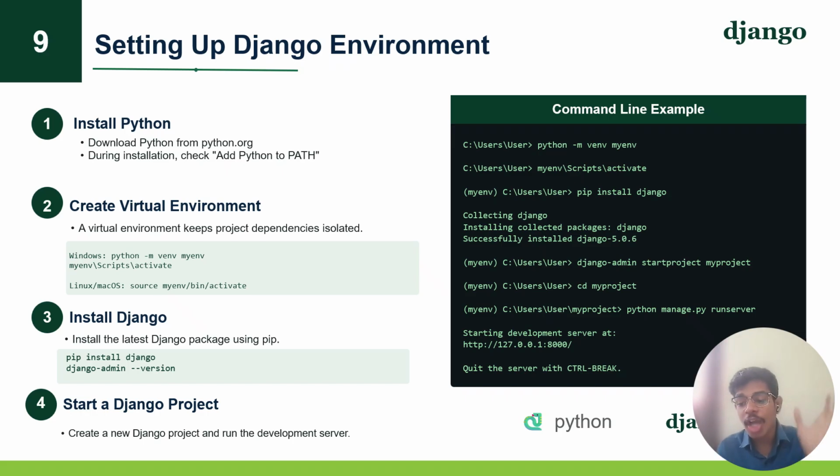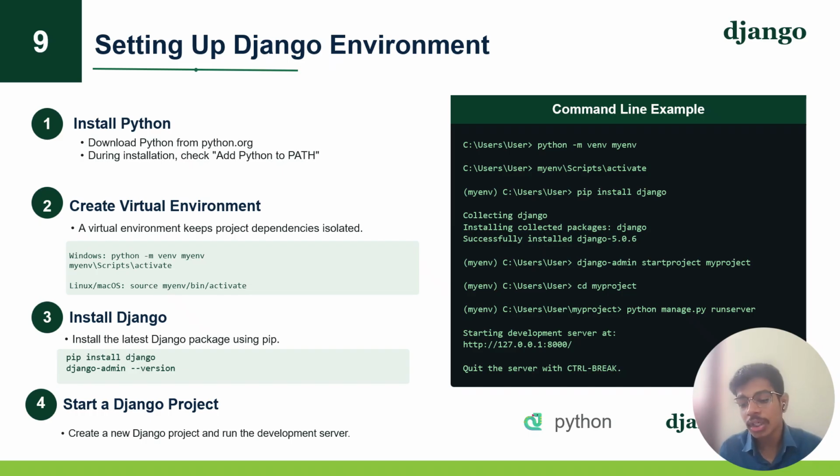Before creating a Django project, we need to prepare our development environment. The first step is to install Python. While installing Python, we should always check the option Add Python to PATH. Next, we create a virtual environment that keeps the dependencies separate from other Python projects installed on the computer. For Windows, we use the command python -m venv myenv. Then activate it using myenv\Scripts\activate.